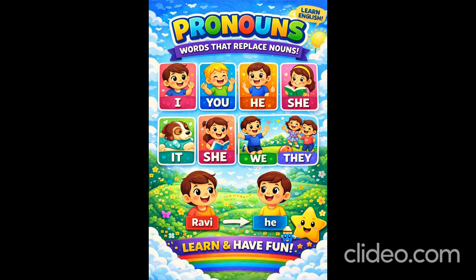Let's try some fun examples. The boy is happy. He is happy. The girl is dancing. She is dancing. The dog is sleeping. It is sleeping. Tom and Sam are friends. They are friends. Great job!